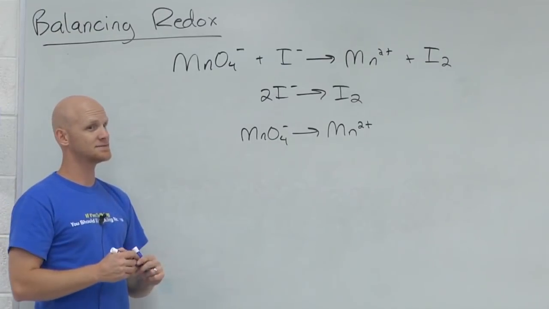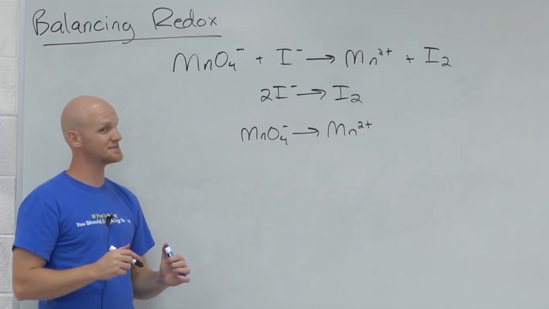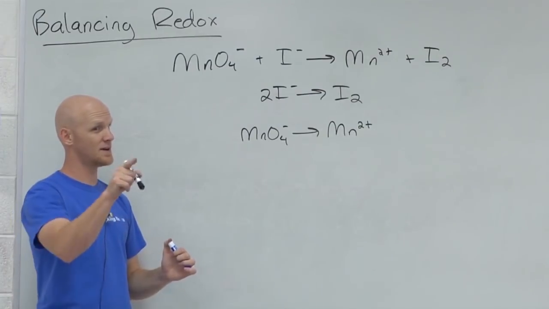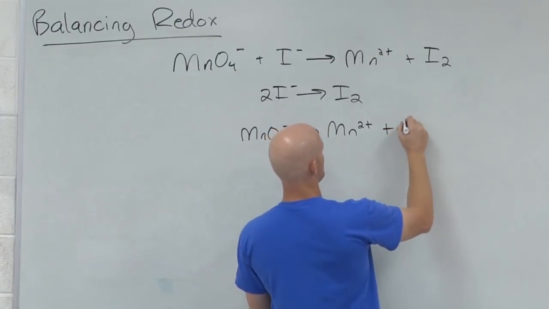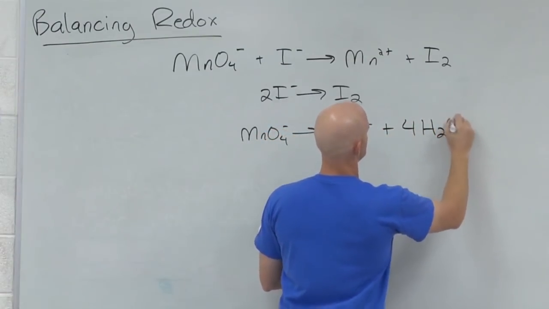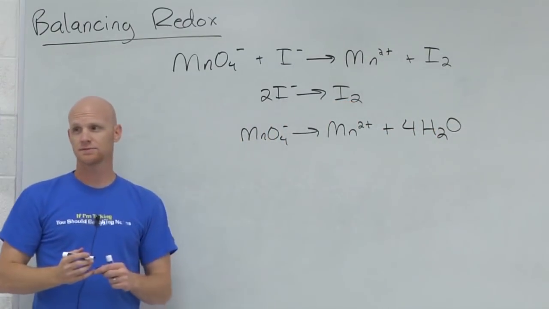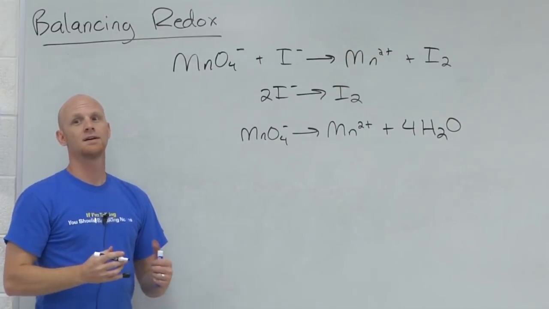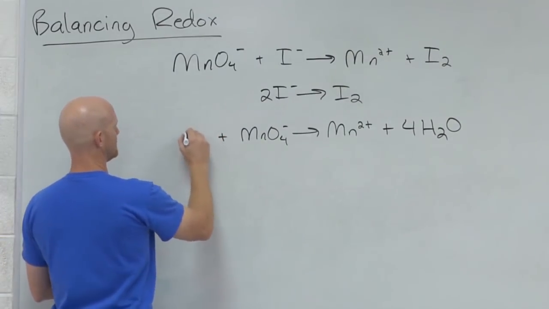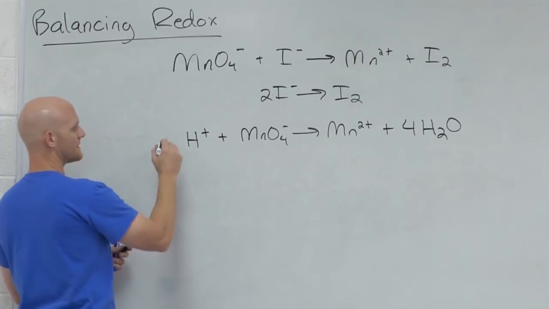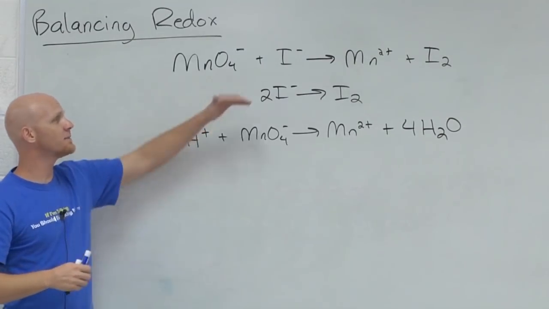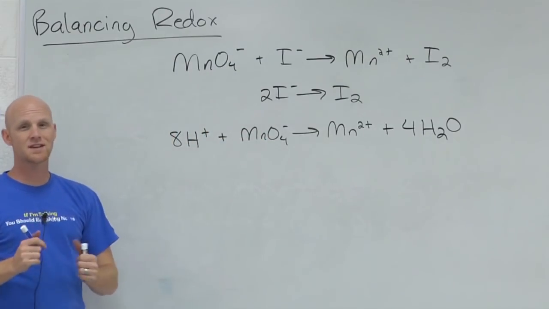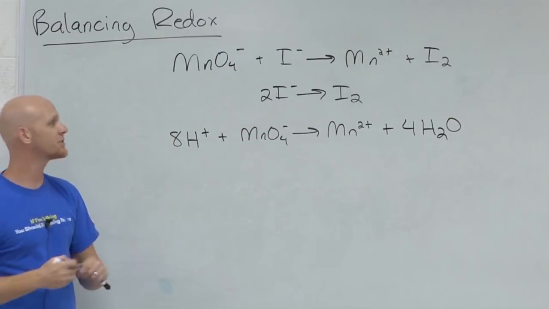I have to add what? What do you do to balance O's? Not OH. What do you add? You add water. You add water for oxygen. So how many waters do I need over here? 4 waters. Now what do I do? Add H plus, how many? 8. Cool. And now all the elements are balanced in both of these. So the last step is balancing out the charge by adding electrons.